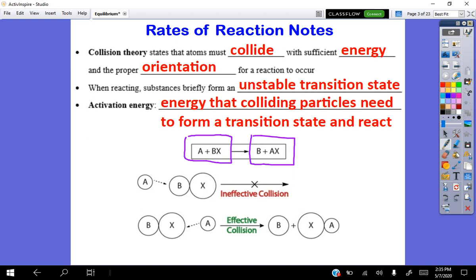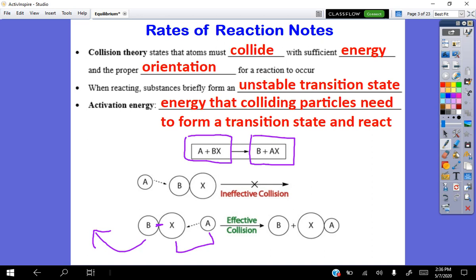If we look at the second collision, A strikes X instead. By striking X, we are now in proximity, so that way a bond could form between X and A, and then the bond that was keeping X and B together will break. That will cause B to be ejected, and we'll end up with B plus AX. This is considered an effective collision. Orientation isn't everything. We still need enough energy for this reaction to occur.